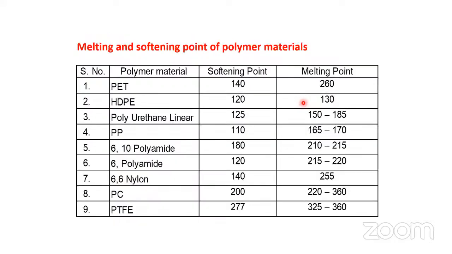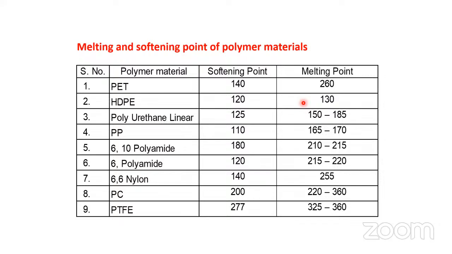Okay, so in this table I have mentioned the different softening points and melting points of your polymeric materials, correct? If you see HDPE over here, what is the softening point for HDPE? It is 120 degrees Celsius, and the melting point is 130 degrees Celsius.